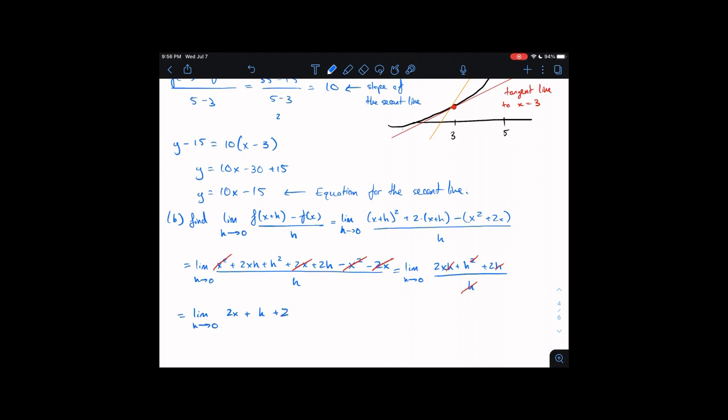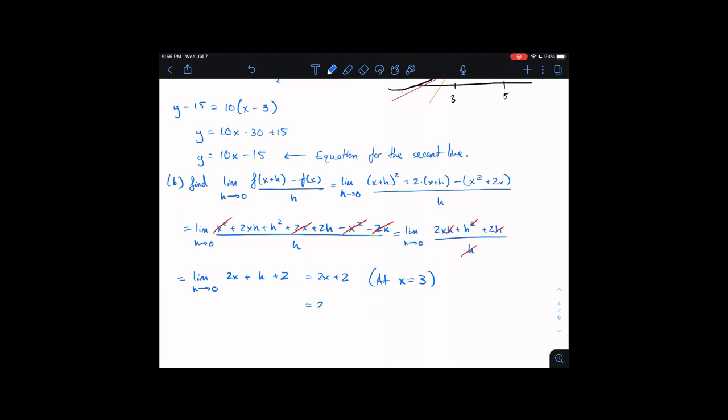Evaluating this limit, I plug in 0 for h. It's equal to 2x plus 2. And now remember, I want the tangent line, or the slope, at x equals 3. So now I'm going to plug in x equals 3.